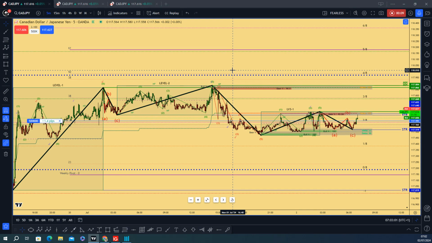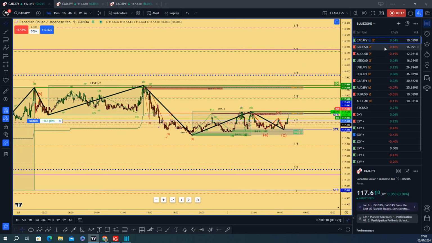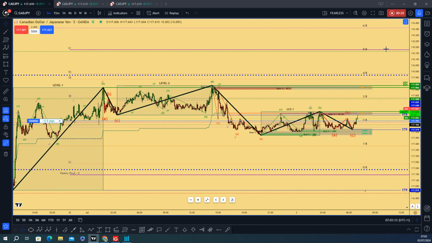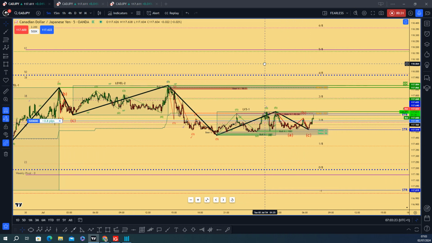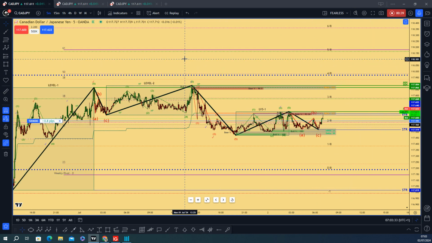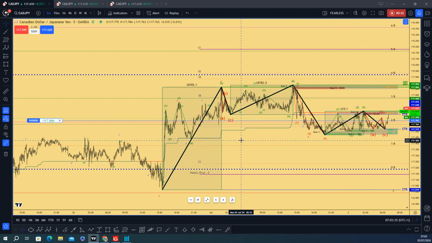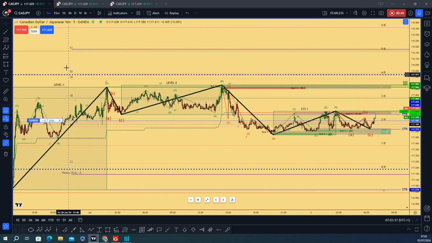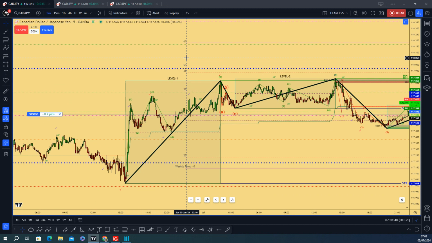We have a couple of pairs today based on our portfolio selection. We have the Canadian dollar, Japanese yen, the pound dollar, and the Aussie dollar. Those are the pairs we are going to be looking at today. They are the ones that we believe are in a free flowing price movement, and then we want to be taking those pairs.